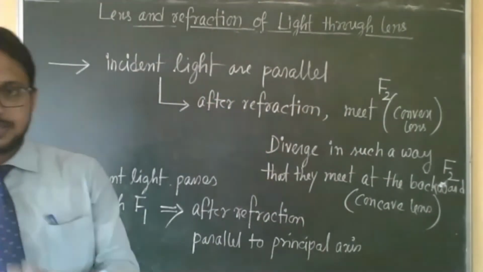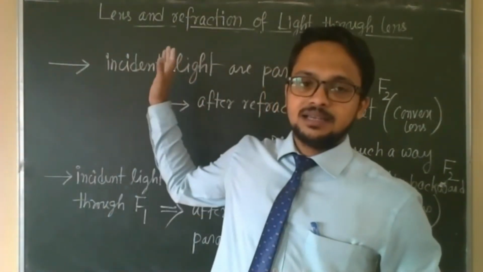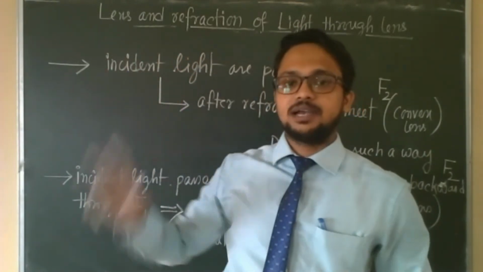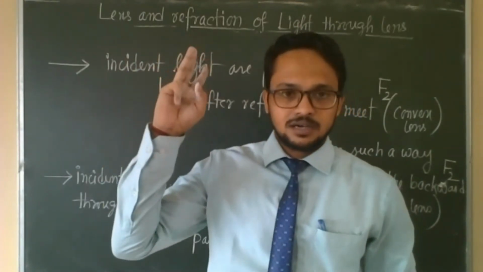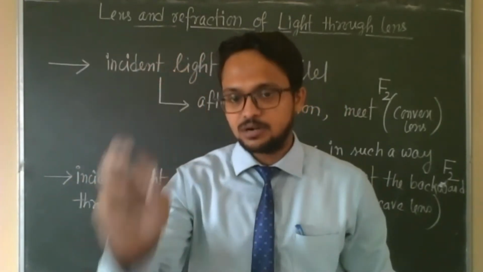Understood? So this is for today. Next day we will see the ray diagram, keeping in mind these 3 points: first point, second point, and third point, the ray that passes through the optical center without deviation.